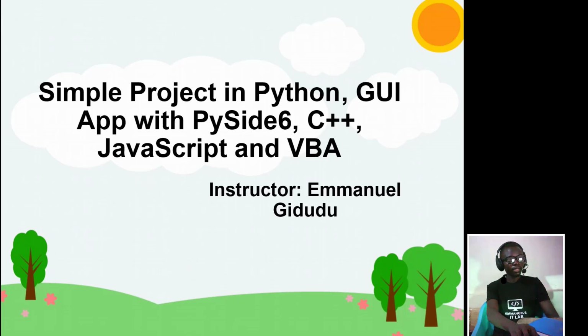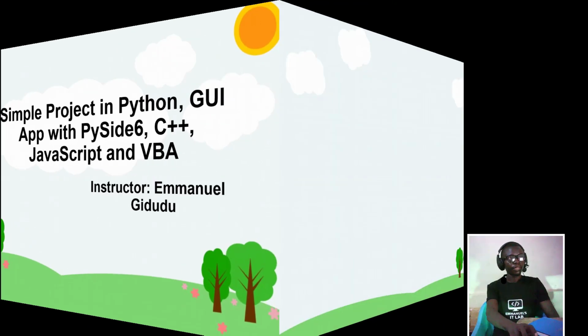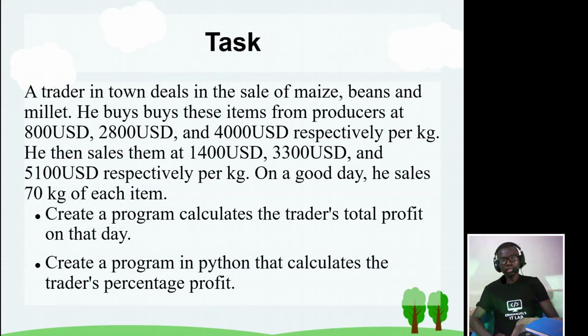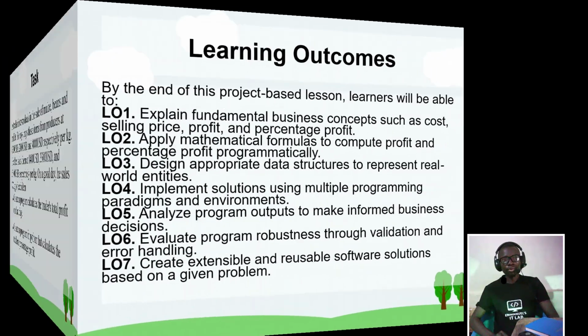Now we have the task which we are going to work on. The task is simple: a trader deals with the sale of 3 items, and they have given us the cost price, the selling price, and the quantity that the trader sells. They want us to create a program which will calculate the trader's profit and the percentage profit. As simple as it is, we are going to transform it into a mega project.